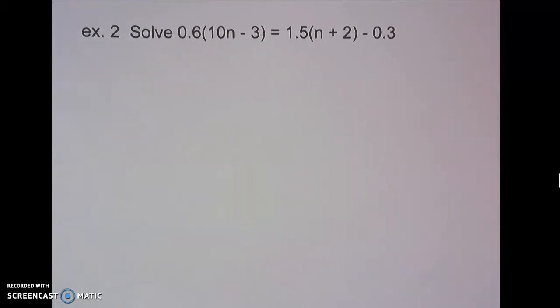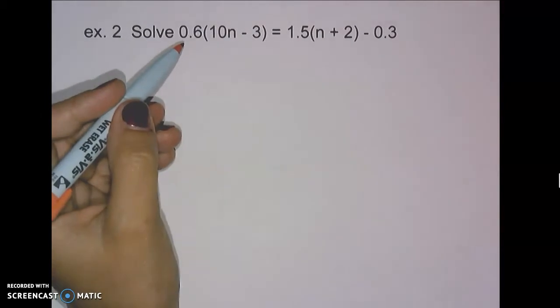All right, let's take a look at a slightly more complicated example. Here we have 0.6 times the quantity 10n minus 3 equals 1.5 times the quantity n plus 2 minus 0.3. So with this, we just have to decide what we want to do first. There's no set correct answer of what to do first. You might do something first and your neighbor might do something completely different. In the end, there is one correct answer though for what n should equal.